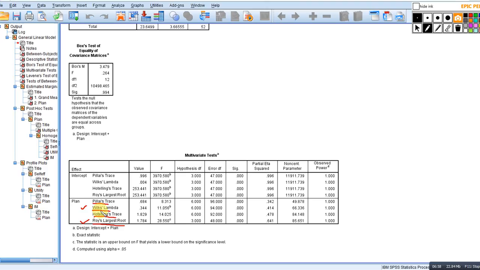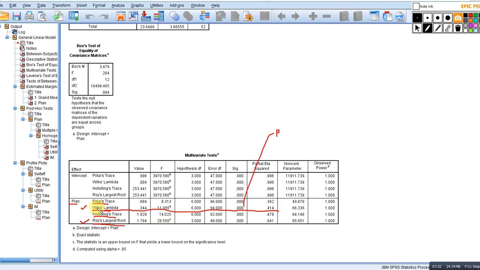And so for this particular row, what this is telling us is that we have significant group differences on the set of dependent variables, basically between the plan groups. So you can see right here we have our p-value. So this is p, and you can see that it is less than our alpha threshold. I think we just set it at 0.05. So this would tell us that we have significant group differences on the set of dependent variables.